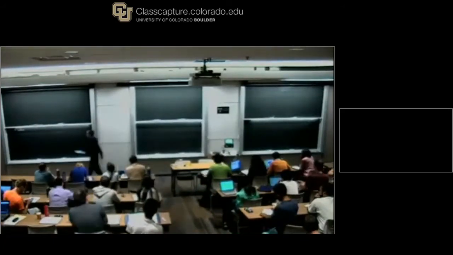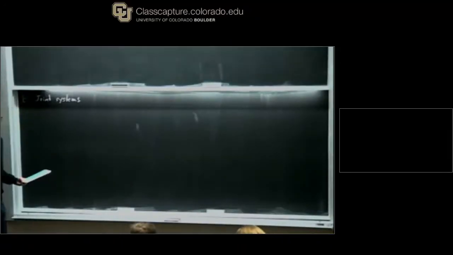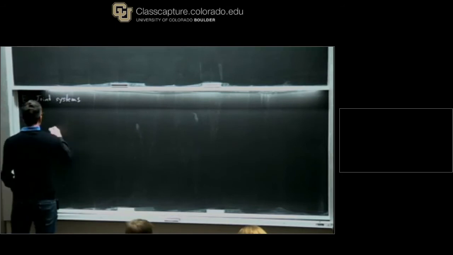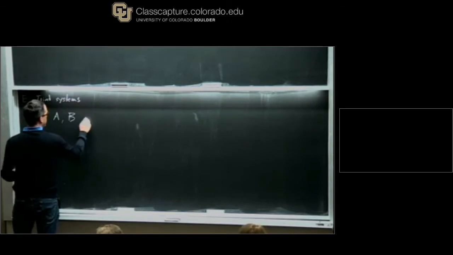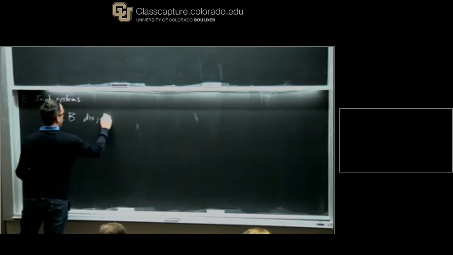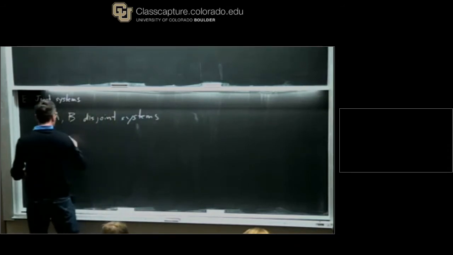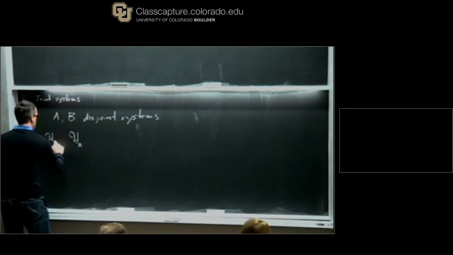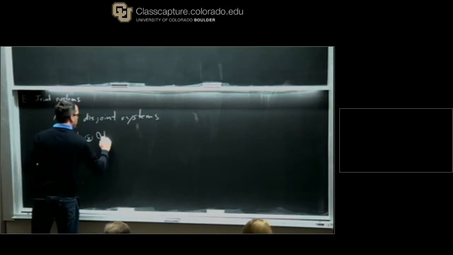Okay, so we did density matrices and von Neumann entropy and Renyi entropies, and now we want to talk about when we have multiple systems to get to entanglement. So if we have disjoint systems, just like we did in the classical case, in the quantum case, then they have a joint Hilbert space. So I'll call the joint system AB, which is a tensor product.